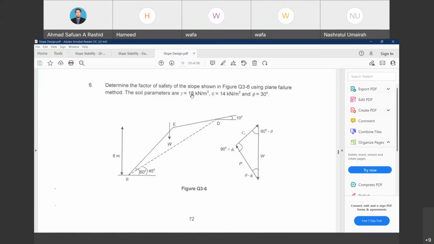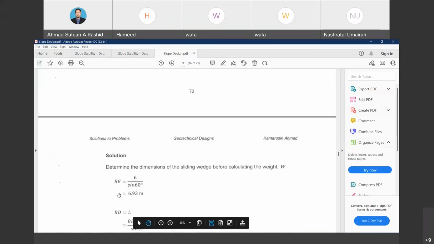The soil parameters are 18, C 14 and phi 30. Okay. So the first thing is we need to determine the W. What is the value for the W? So before we start, we should determine the length of the BE and also the BD, to get the W value. So for the BE, it is equal to 6 over sine 60.